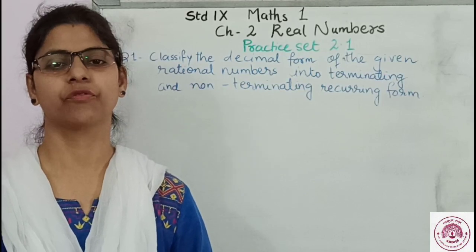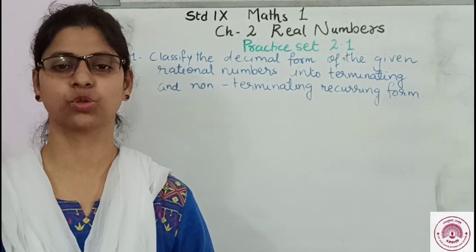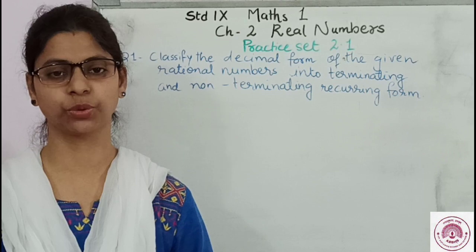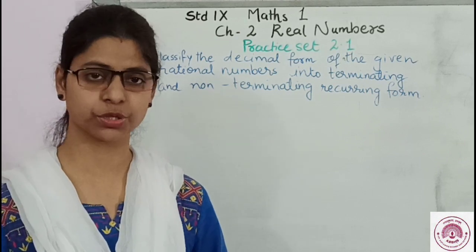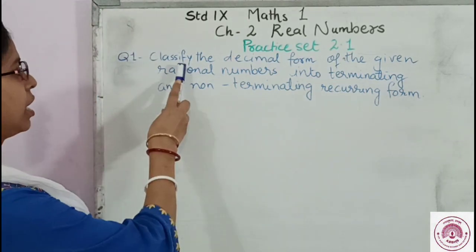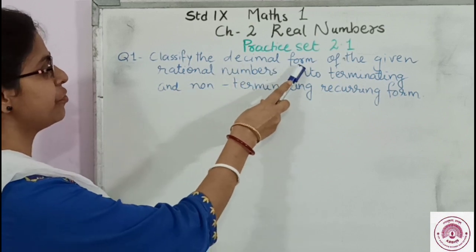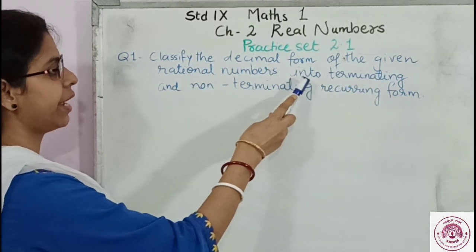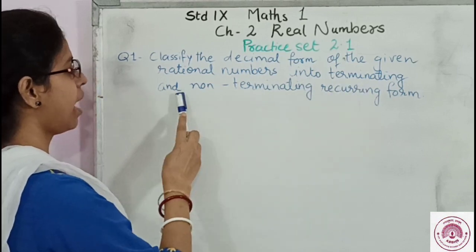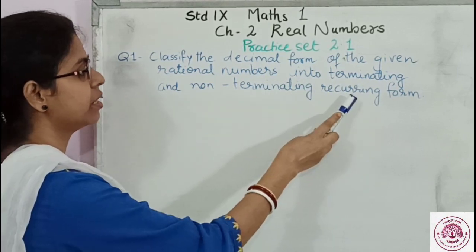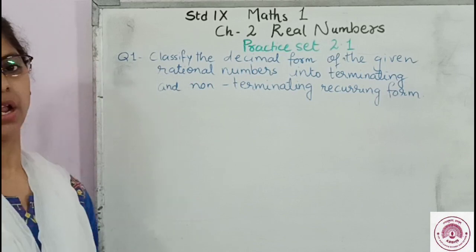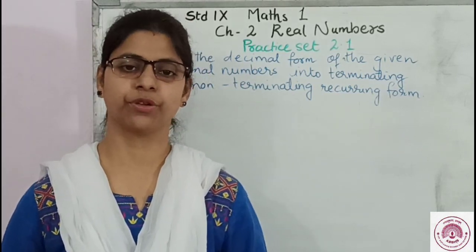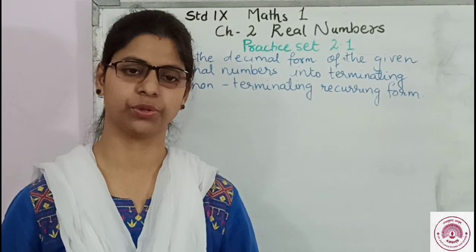Students, today we will solve practice set 2.1 of chapter 2, Real Numbers. The first question is: classify the decimal form of the given rational numbers into terminating and non-terminating recurring form. Now, to solve this question, we should know the following rule.